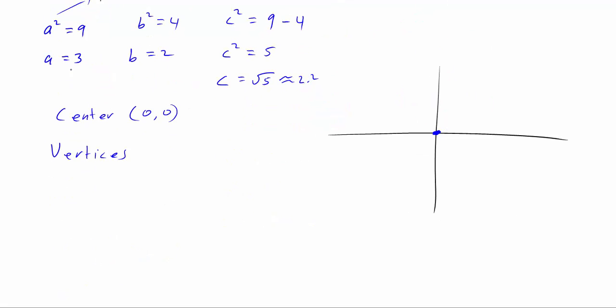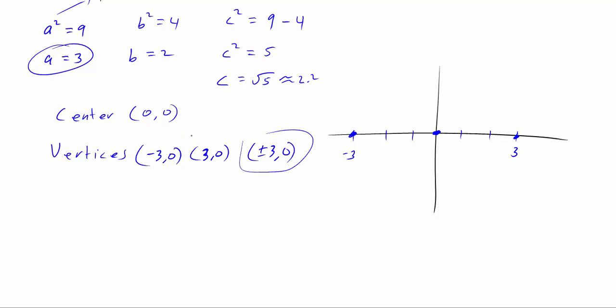So that means we need to go out a total of 3. If we count over 1, 2, 3, here we will have one of our vertices, and then we'd go 1, 2, 3 in the other direction, and we would have our other vertex. So therefore, the vertices would be at, we could actually write this two different ways. We could say negative 3, 0, and we could write positive 3, 0. And what you may see in some cases is plus or minus 3, comma, 0. So this would just be a short way of writing the 2 points.